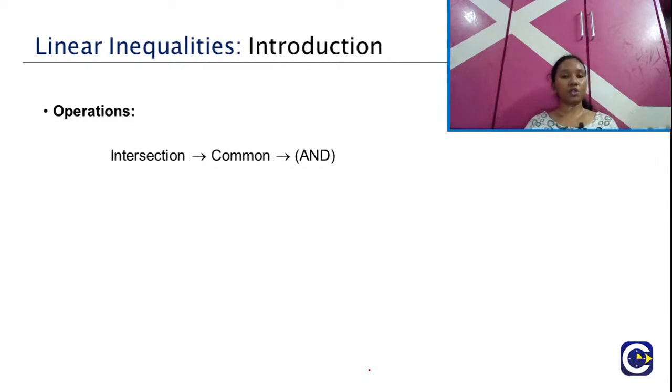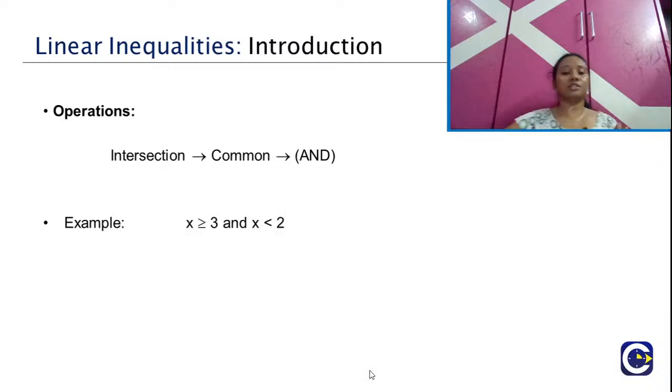If we are talking about two sets, what is the intersection of set A and set B? It is the common elements of these two sets A and B. So here also the same thing. If we are having two inequalities and the operator is AND, then we have to take the common interval, that is common elements which satisfies the condition.